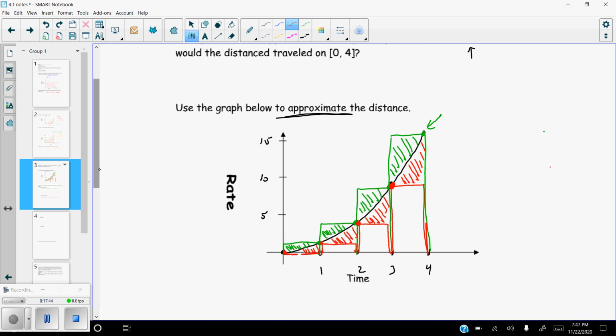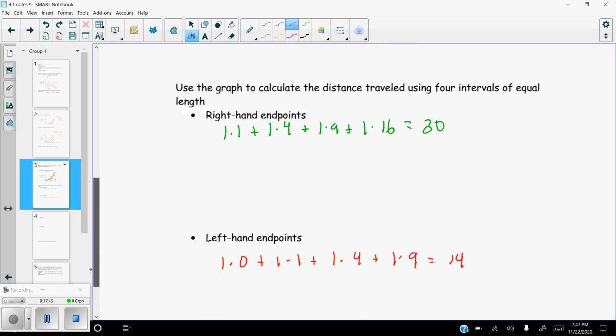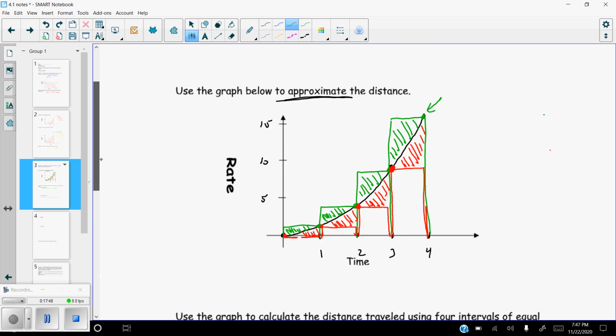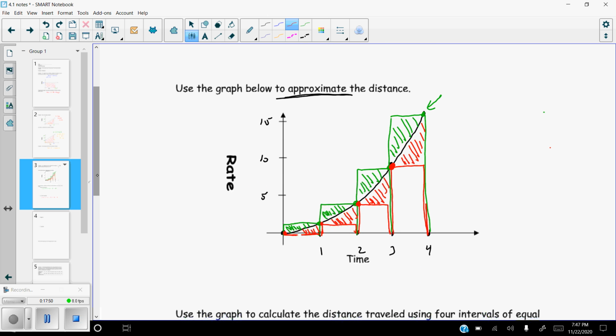We can use what's called the midpoints. And that's on the next page, but I'm still going to show it here. So the midpoints. The idea behind the midpoint is we are going to take the middle x value in between all of these to find the height of the rectangle. Now the base is going to stay the same. This right here is still the base. I'm just going to take the middle of the base to find the height.